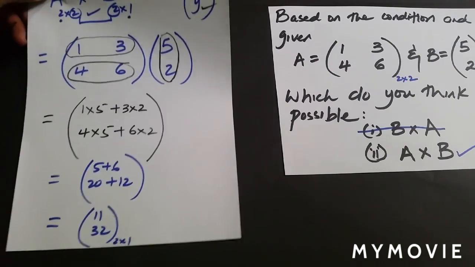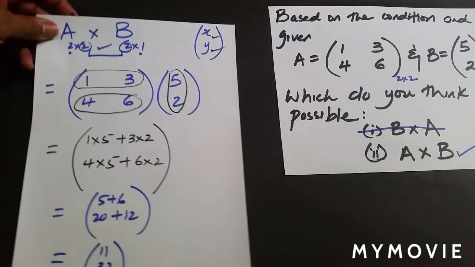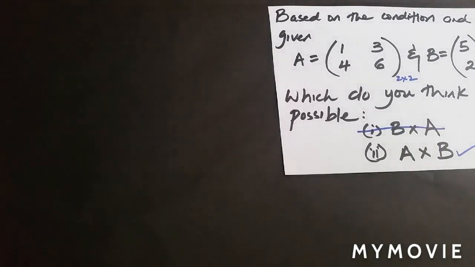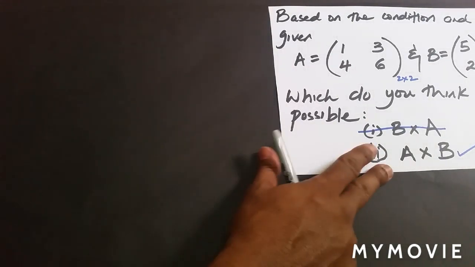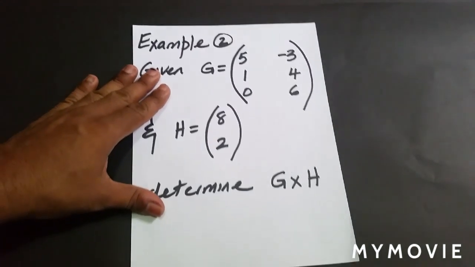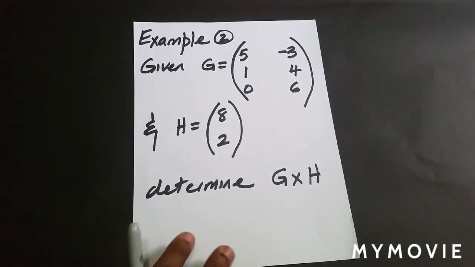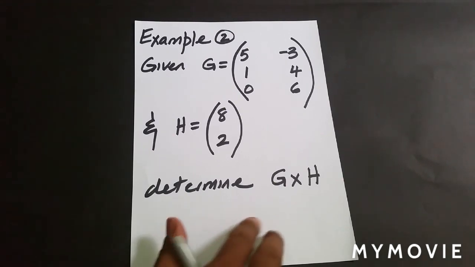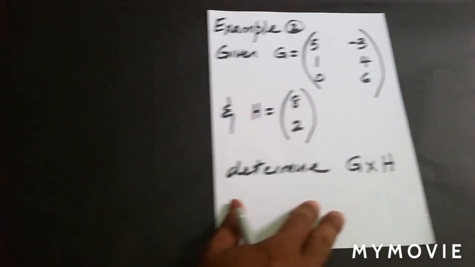All right, I'm just going to do one more and then break this video because we're already 13 minutes into the video. So let's take a look at this question here. Given matrix G and matrix H, determine G times H. So let's put this over here.